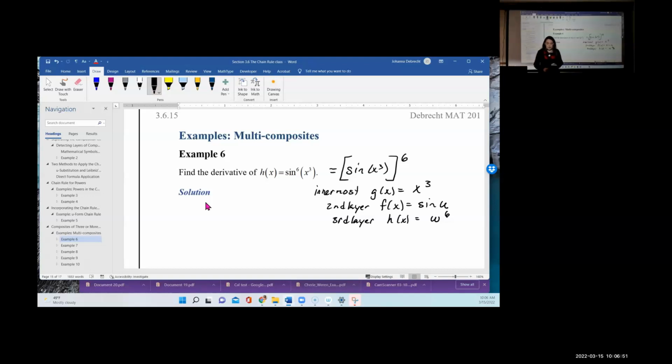So what we want to do then is we're going to apply the rules going from the outside to the inside, like you peel an onion.